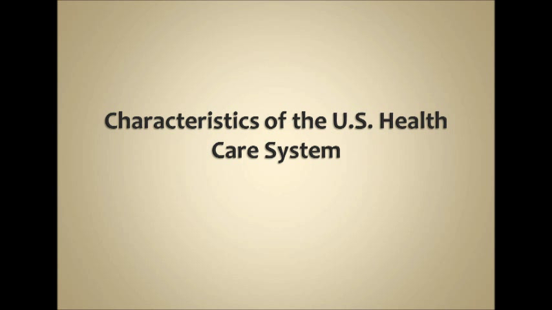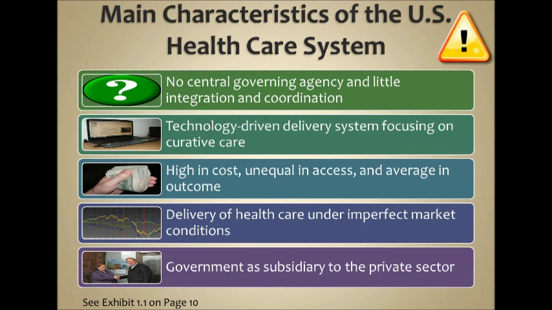Characteristics of the U.S. healthcare system. The textbook focuses on 10 main characteristics of the U.S. healthcare system. These characteristics make the U.S. healthcare system especially unique when compared to other healthcare systems of developed countries. We will go more in depth into each of these categories. The first one is that there is no central governing agency and little integration and coordination. You will see the implications of this in future lectures.